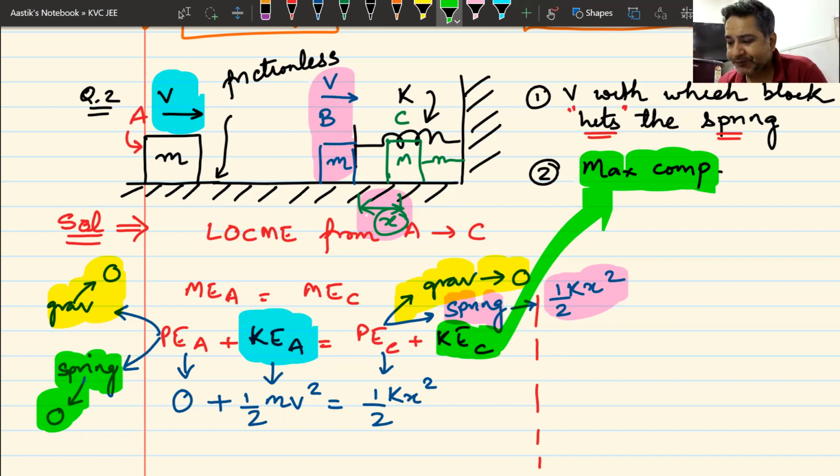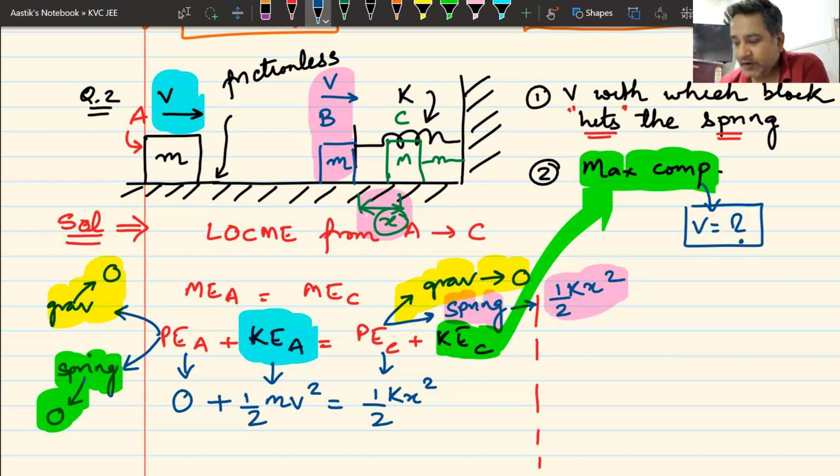Okay. To find out the kinetic energy at point C, you must understand what the velocity at point C will be. When the spring is in its maximum compressed state, what will be the velocity of the block that is hitting it? What will be the velocity of the block? Anyone?